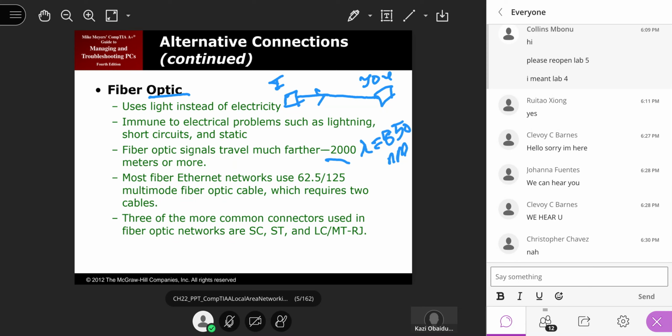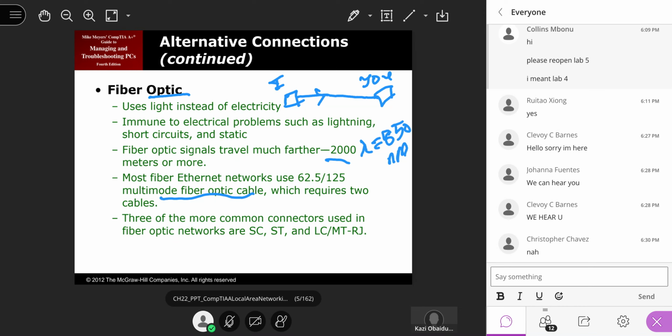Okay, good. Now most optical fiber networks use the 62.5/125 multi-mode fiber optic cable. There we can see the different modes, OM3, OM4. These are called the categories of the cable. OM4 is much better than OM3, but it depends on the environment. For a short distance, OM3 is good. For a longer distance, OM4.